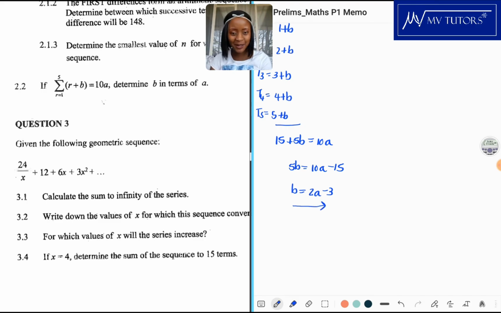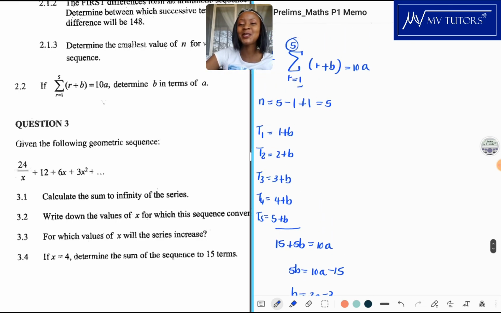But what if you had 100 terms? You can't do it the long way, so we have to use the formula. Okay, so I know the number of terms, 5. I can get the difference between two terms. So T2 minus T1 will be 1. So that's basically D. Okay, I have N, I have D, and then A is basically 1 plus B.